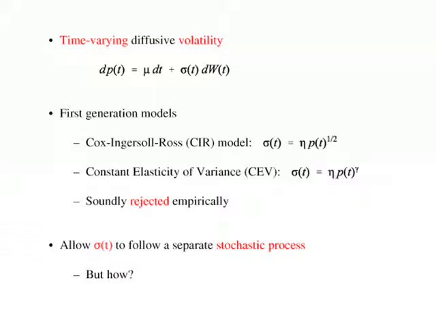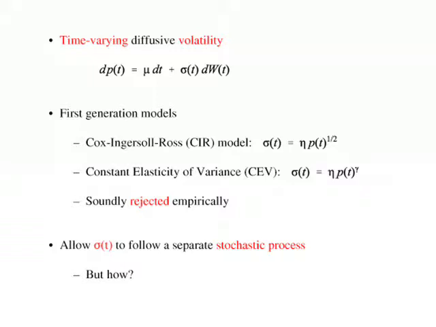Now, the first generation of these kinds of models took the volatility to be basically a deterministic function of the price. In particular, a model that has received a lot of attention in the asset pricing literature, oftentimes referred to as the Cox-Ingersoll-Ross model, takes the volatility to be proportional to the square root of the price, which is a special example, but it's also sometimes called the constant elasticity of variance type model.